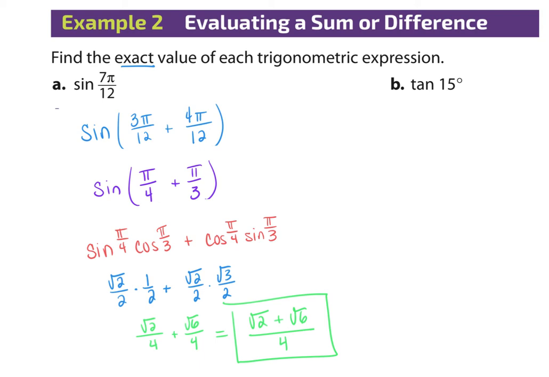Let's look at tangent of 15. First of all, is 15 on your unit circle? No, it is not. And so I want to use two angles that are on the unit circle that either add or subtract to give me 15. What are two angles on the unit circle that add or subtract to give me 15? 45 and 30. I'm going to subtract. Tangent of 45 degrees minus 30 degrees. Everybody see how that gives me the 15?